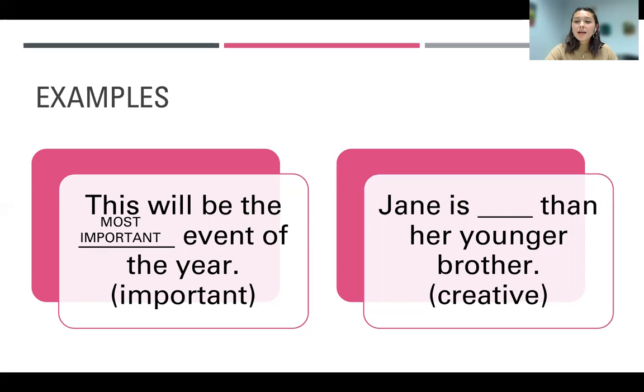And the last one, Jane is blank than her younger brother. So we have Jane that we're comparing, and we also have her younger brother. That's only two things to compare between, so it's a comparative adjective. In that case, we would either add ER or we put more in front of it. And creative has multiple syllables, so that becomes Jane is more creative than her brother.